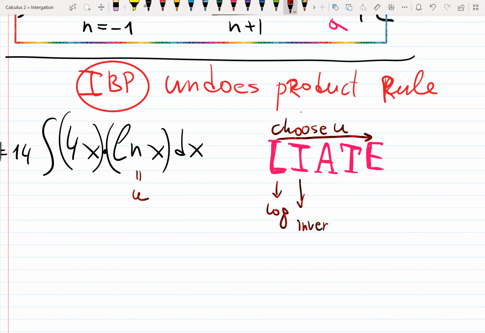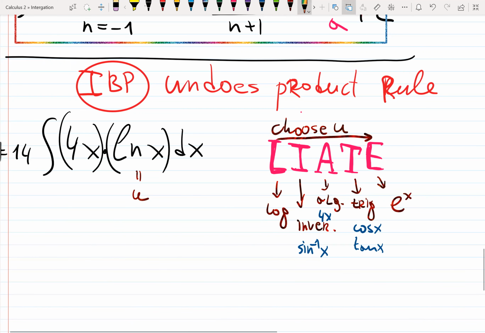L is logarithmic. I is inverse functions, like arcsine x. If you see that, choose that to be U. A is algebra, that is like x, like 4x, right? Or x squared plus 5, that's algebra. So 4x, I would choose that to be U, but log was first. So now I'm choosing log because of that. Log is the best option every time if you see log. T is trigonometric functions, for example, cosine x, tangent x, right? And the last choice, the last is usually the worst, is e to the x, a to the x, 5 to the x. That's an exponential function. It's just not good to choose e to the x to be U. That's why it's the last option.